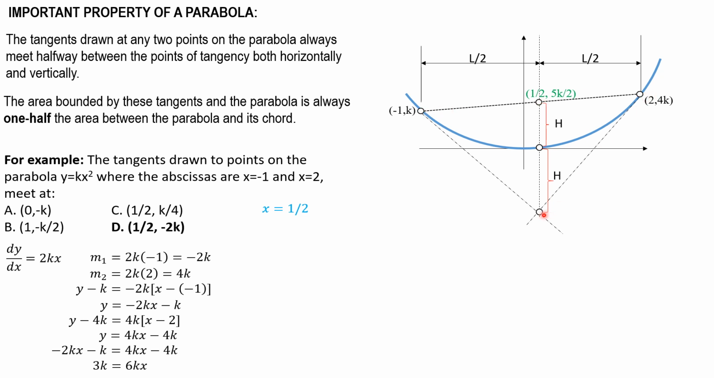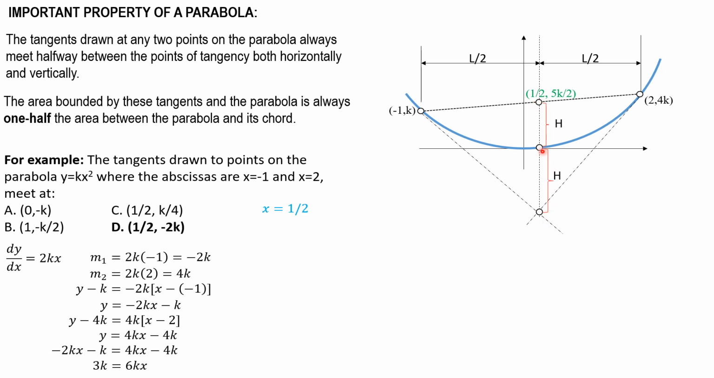So really the tangents meet halfway, both horizontally. So x is 1/2. So that distance is 1/2 minus -1, so 1.5, and 2 minus 1/2 is also 1.5. So this is really the midpoint.